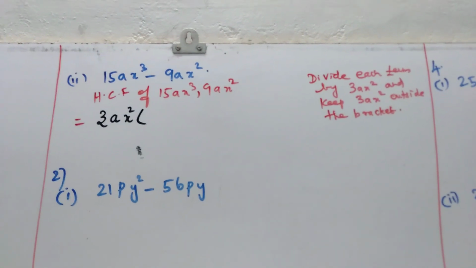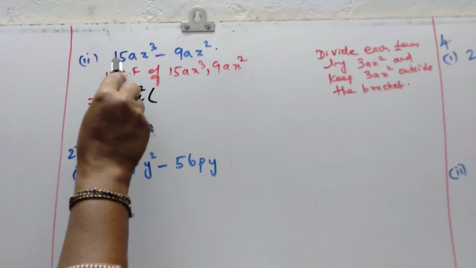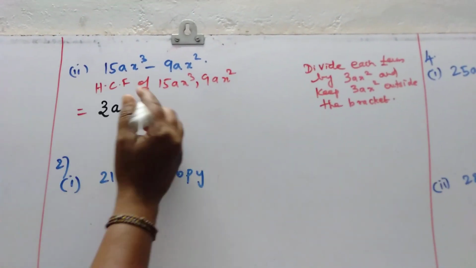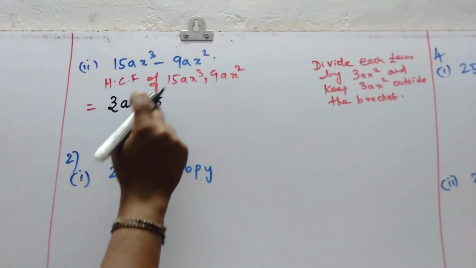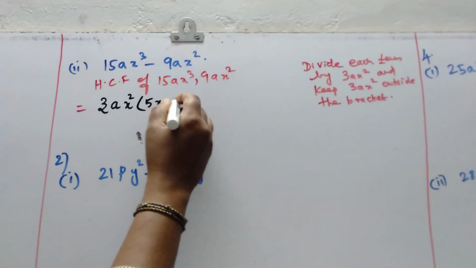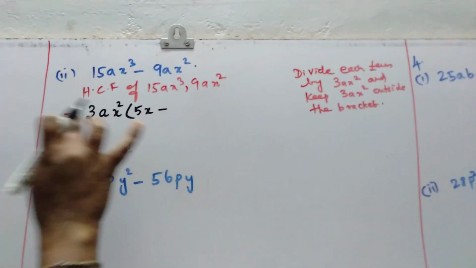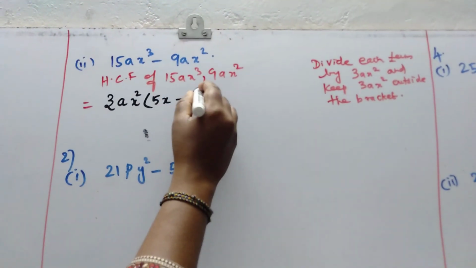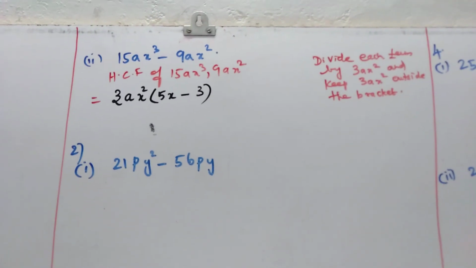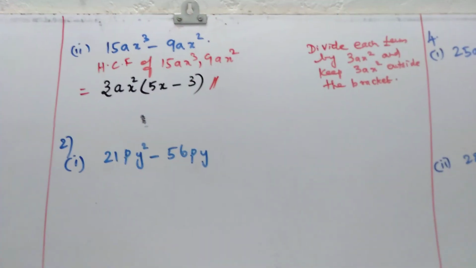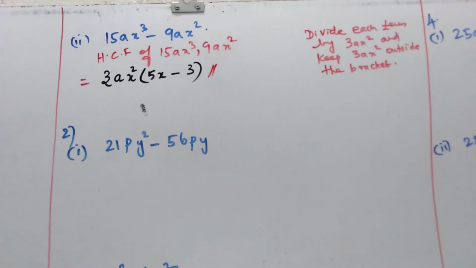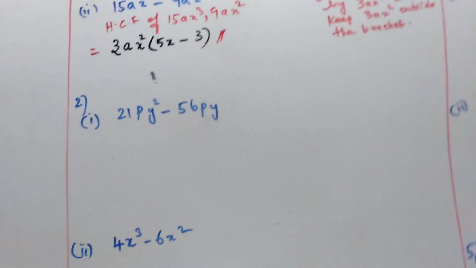Okay. If we divide 15ax cube by 3ax square, what will you get? That is 5. a is already gone. Here x square, there x cube, so x will be left. And here 9ax square by 3ax square, if you divide, only 3 will be there. This is the solution of this particular question. This is a very easy exercise which helps you to score better marks, right? In the same way we are going to proceed for the next one.